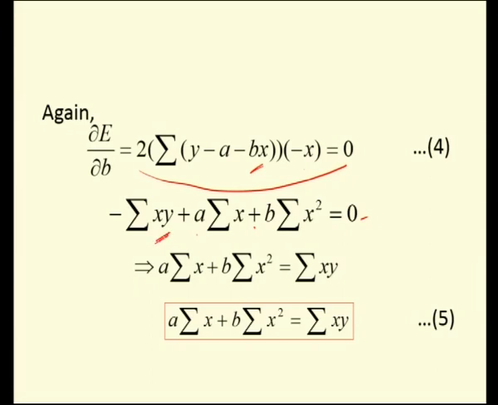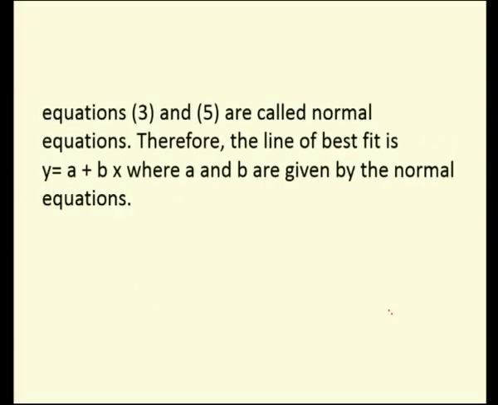Take this particular equation to the other side, so it becomes summation xy. The terms which are left out are a into summation x plus b into summation x squared. Hence you are getting the other equation as a into summation x plus b into summation x squared equal to summation xy. Now, the fifth equation is one of the normal equations and the third equation is the other normal equation. So equations 3 and 5 are called the normal equations.